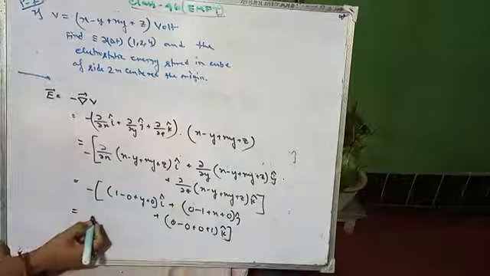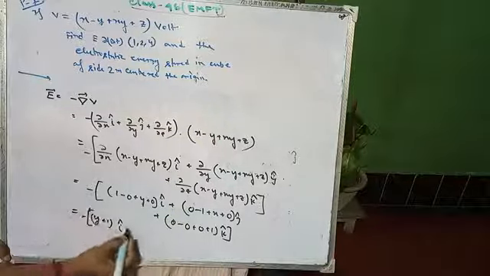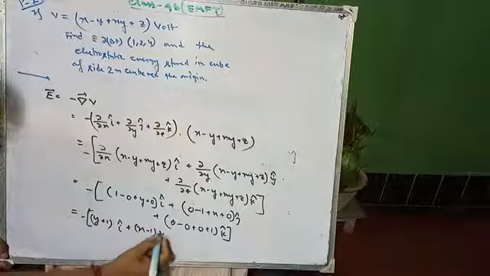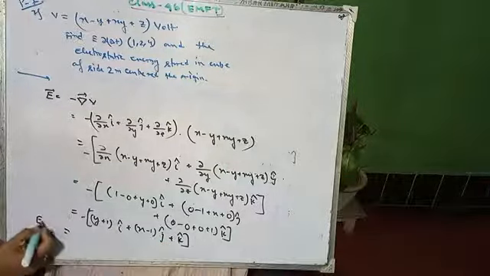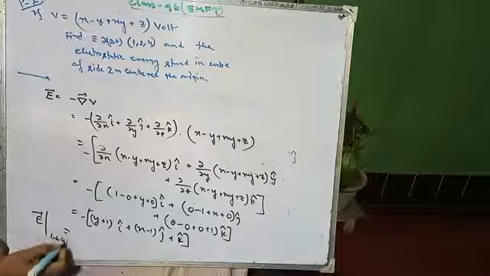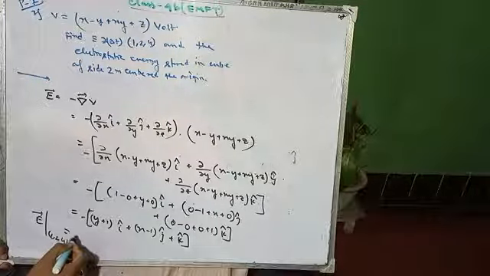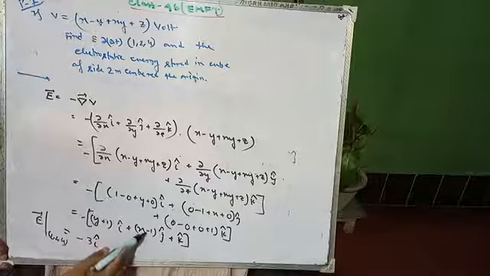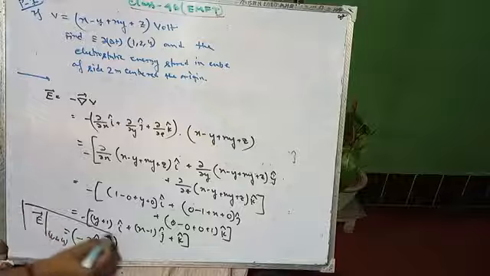So your result is ultimately minus (y plus 1) i cap plus (x minus 1) j cap plus k cap only. Now if we put the intensity at 1, 2, 4: putting y equals 2, your result will be minus 3 i cap. And putting x equals 1, 1 minus 1 equals 0, plus k cap. So this is your intensity at the point (1, 2, 4).